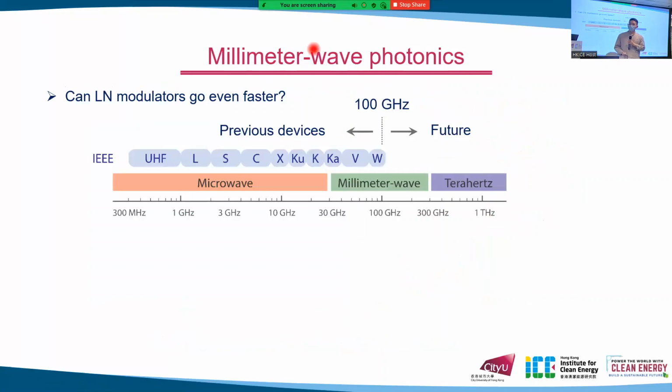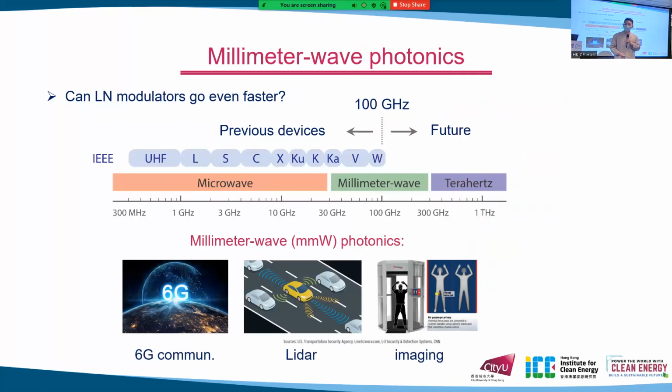So also we can do millimeter wave photonics. Previous work has a bandwidth of about 100 gigahertz. So in the future, what we want is to work in the millimeter wave and even the terahertz. The millimeter wave is very useful. It can be used in 6th generation communication and LiDAR imaging. So if we can make a modulator operating at this bandwidth, it will be very interesting.